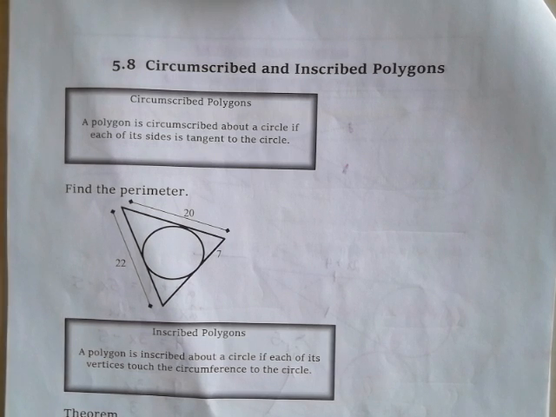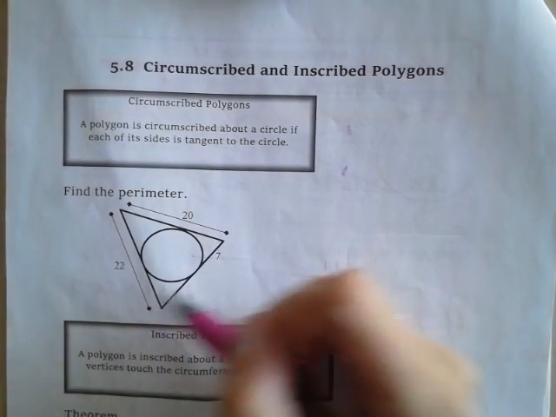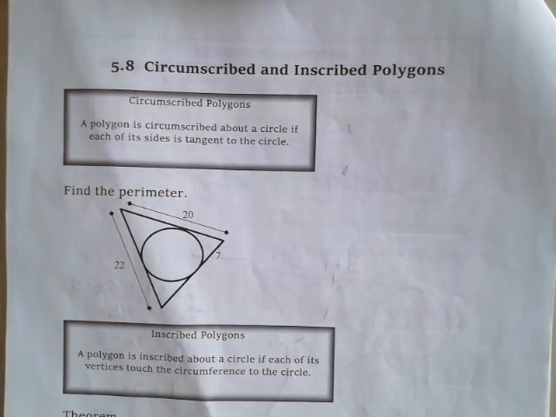In today's notes video, we are going to be talking about circumscribed and inscribed polygons. A polygon is circumscribed about a circle if each of its sides is tangent to the circle. So when it says circumscribed, that means that we are putting a polygon around a circle, and it's tangent in each place because that's where it touches our circle.